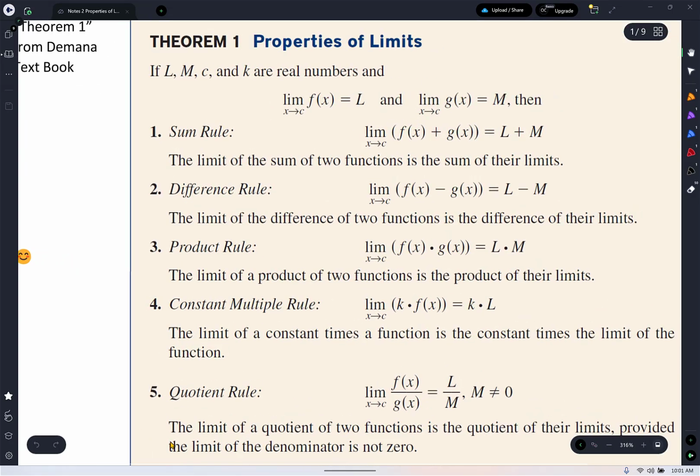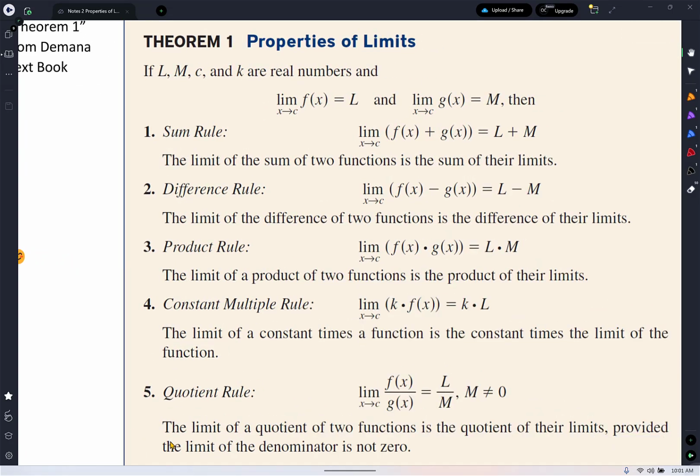They're not all that extreme, guys. It says if L, M, C, and K are real numbers, so they're telling you that I have some limit as x approaches C equal to some number value L, and I have some limit as x approaches C for g of x that approaches some number M. This is f, and this is g. You can add them up, limit as x approaches C, as long as they're approaching the same thing, f of x plus g of x.